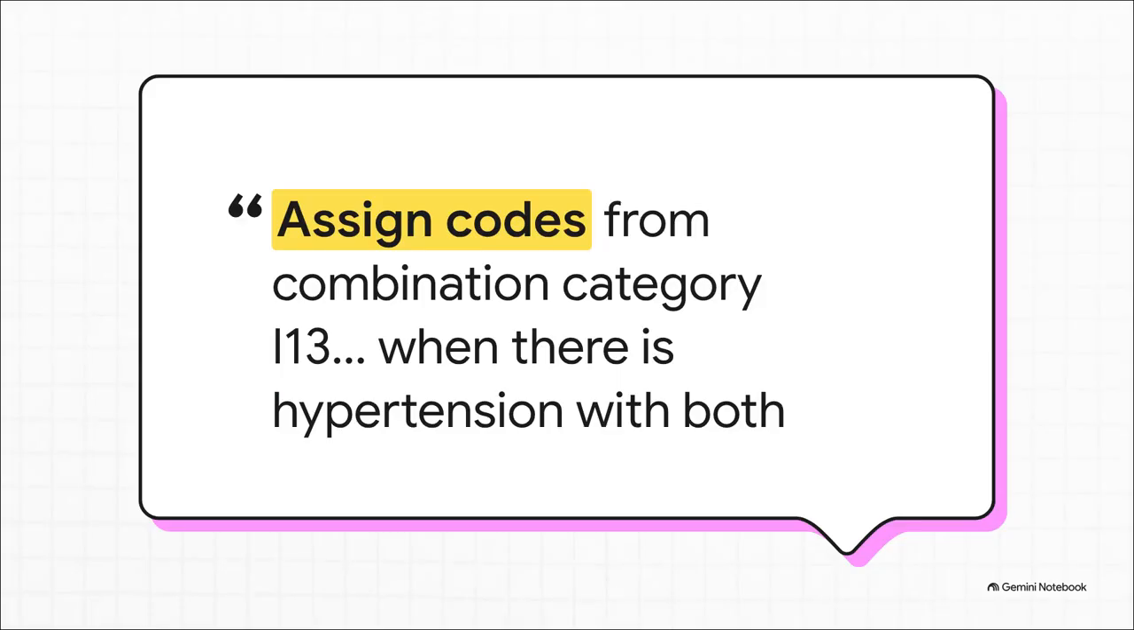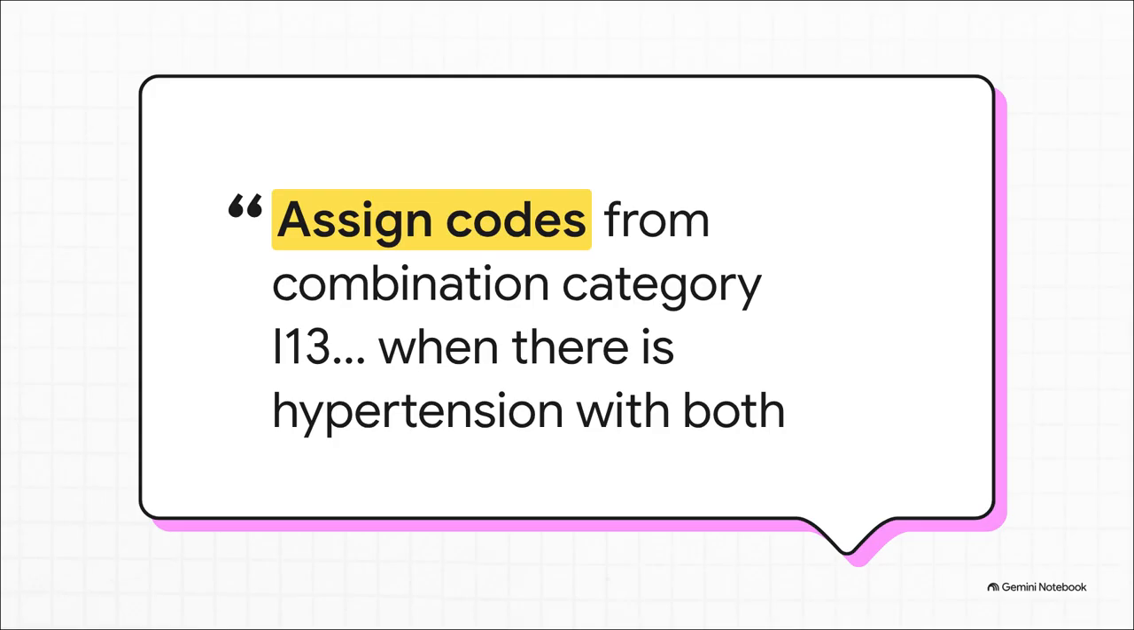We don't guess in this explainer, we check the source. Guideline I.C.9.a.3 is highly authoritative here. It mandates that you assign codes from combination category I13 when there is hypertension with both heart and chronic kidney disease. The manual assumes a cause and effect relationship. Category I13 literally bundles the concepts of hypertensive heart disease and hypertensive chronic kidney disease into one mandatory package.